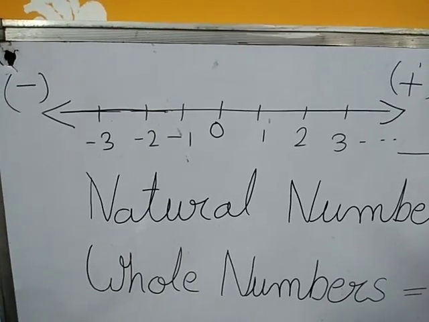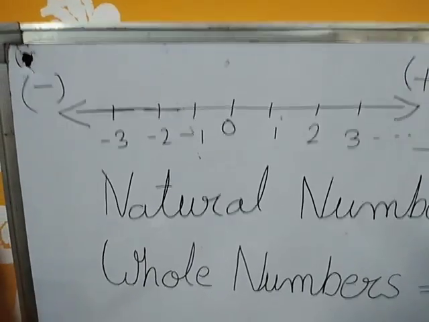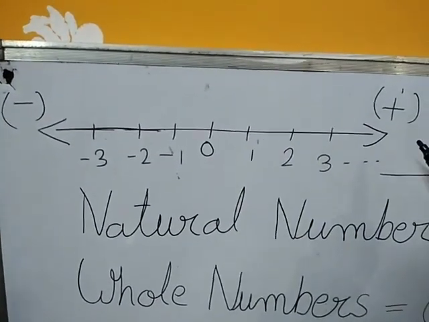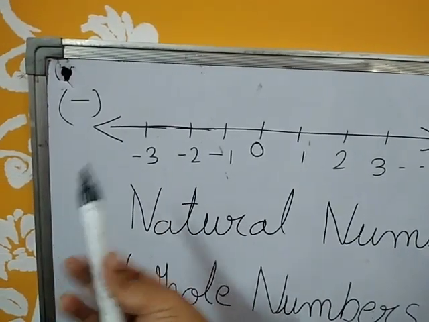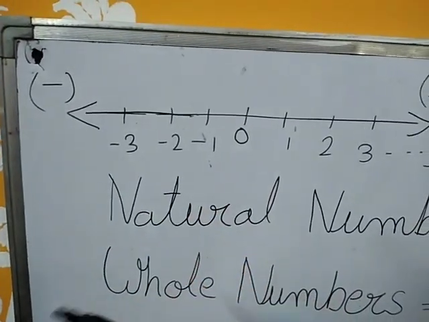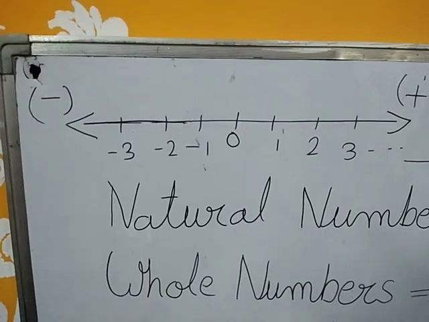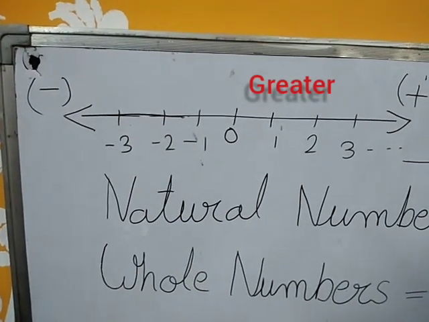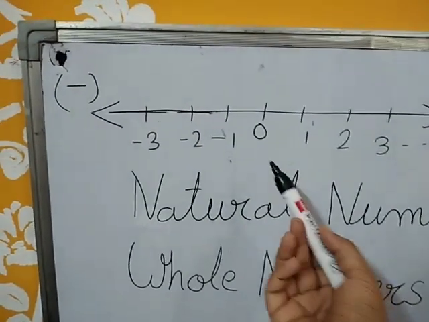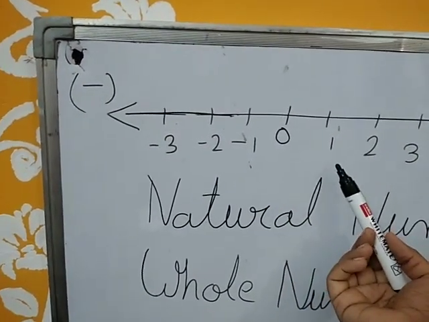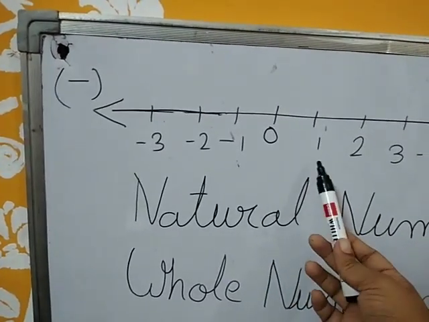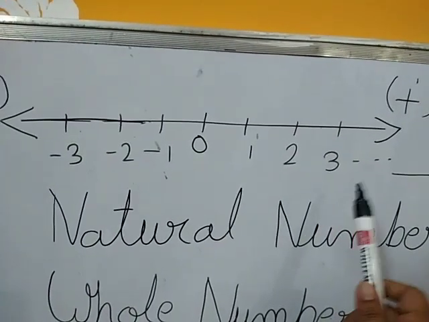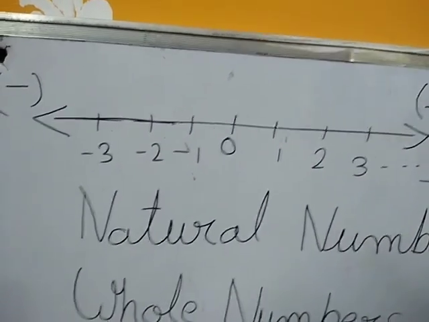Now next is how to represent integers on a number line. As you can see on a number line, right side values of 0 are positive and the left side values are negative numbers. One more thing, on a number line, the right side number is always greater than the left side number. So as you can see in 0 and 1, 1 is on the right side and 0 is on the left side, so 1 is greater than 0. Similarly, 1 and 3, 3 is on the right side, so 3 is greater than 1.